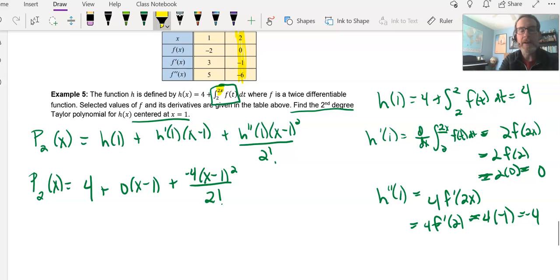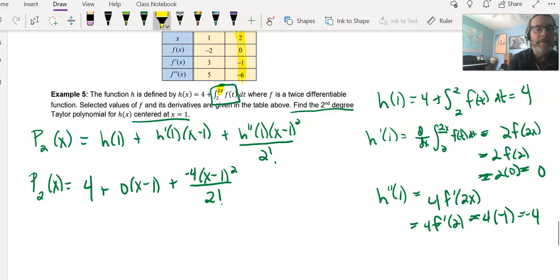And then for h double prime, I take the derivative of this expression. So it's chain rule again. I would get the derivative of what's inside, which is 2. So 2 times 2 is 4, times the derivative of the outside function, f prime, evaluated at 2x. So that's 4 times f prime of 2x, or in this case, 4 times f prime of 2. f prime of 2 was equal to negative 1. So I got 4 times negative 1, which is negative 4.